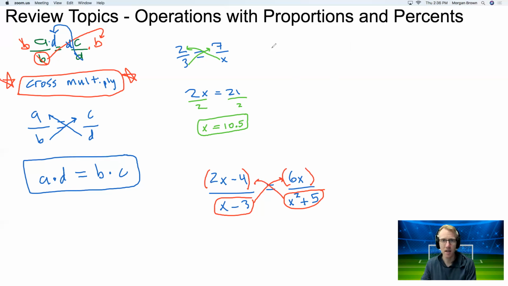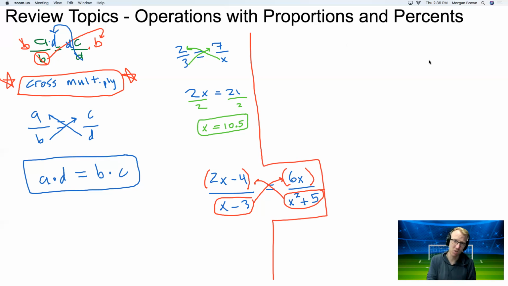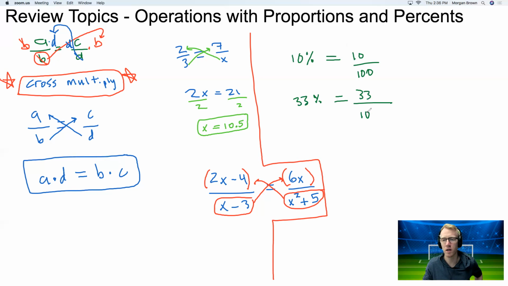Okay, all that said, let's look at percents and say, why the heck are percents mixed into a lesson on proportions? Well, a percent is something out of 100, which makes it a fraction, which makes it a proportion. So if I say 10% of something, that's the same as saying 10 out of 100. If I say 33%, that's the same as saying 33 out of 100. So a lot of times you can solve equations about percentages by using a proportion. Let me give you an example, like a word problem.